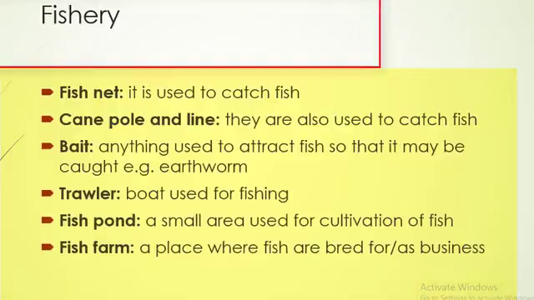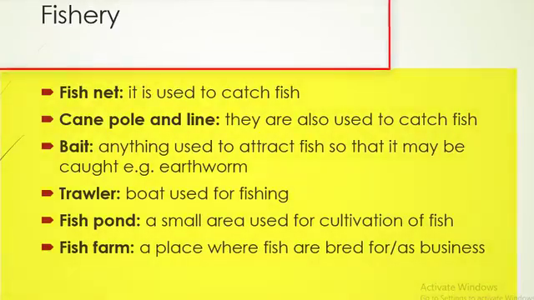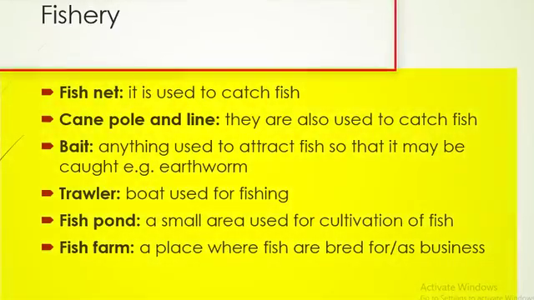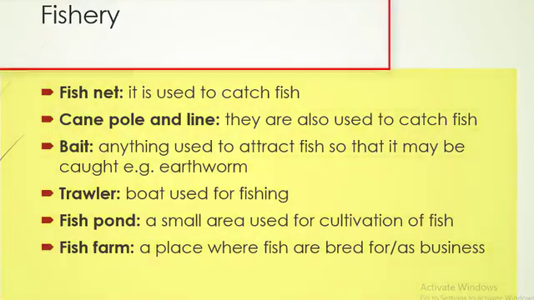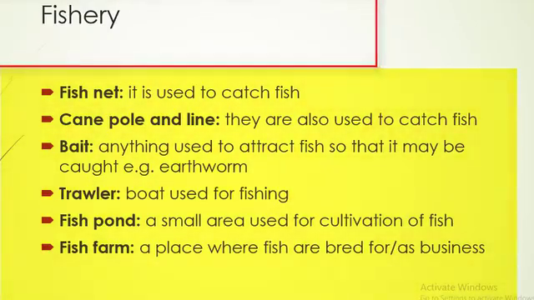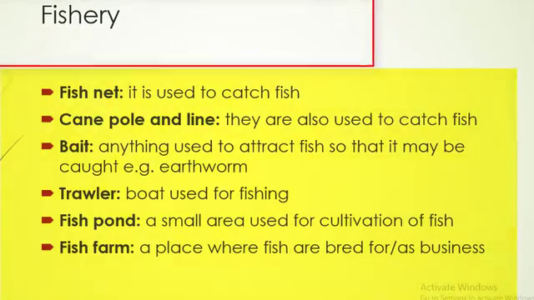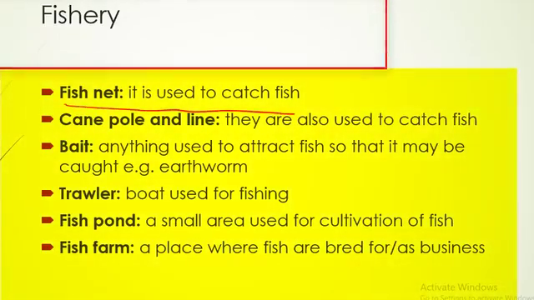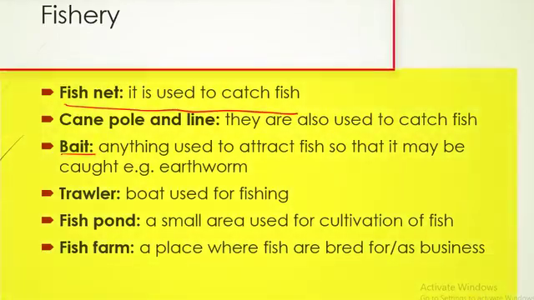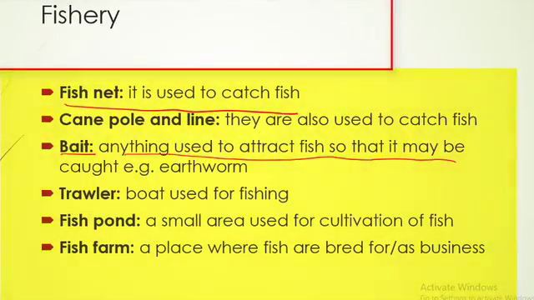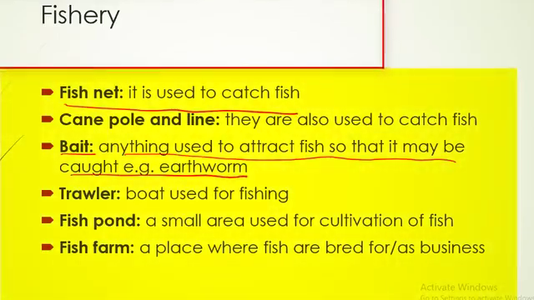So we have also what is called fishery. It is an aspect of agriculture. Remember I told you agriculture cuts across cultivation of crops and rearing of what? Livestock. So we have fishery. You can make use of fish nets to catch fish. You can make use of bait, which is anything used to attract the fish so that it may be caught. For instance, your earthworm is a bait.